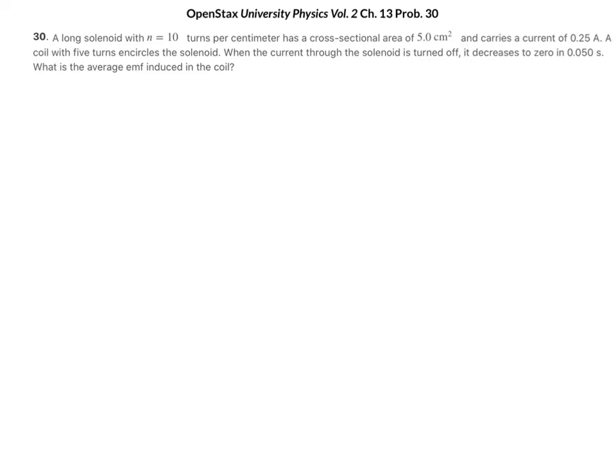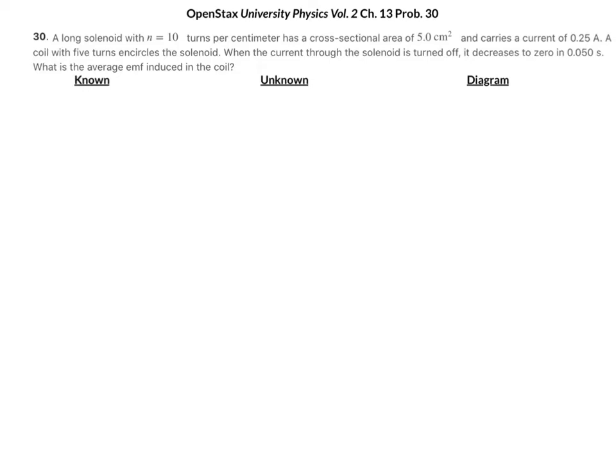Let's look at OpenStax University Physics Volume 2, Chapter 13, Problem 30. A long solenoid with n is 10 turns per centimeter has a cross-sectional area of 5 square centimeters and carries a current of 0.25 amps. A coil with 5 turns encircles the solenoid. When the current through the solenoid is turned off, it decreases to 0 in 0.05 seconds. What is the average EMF induced in the coil?